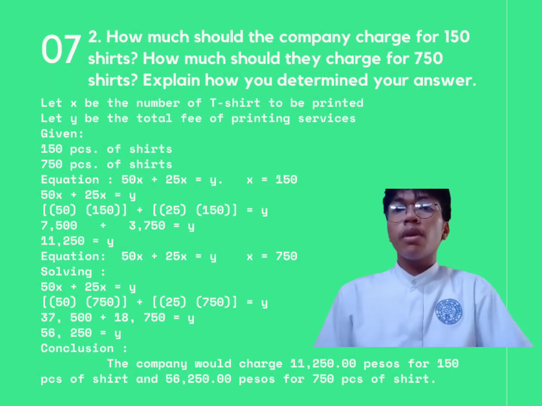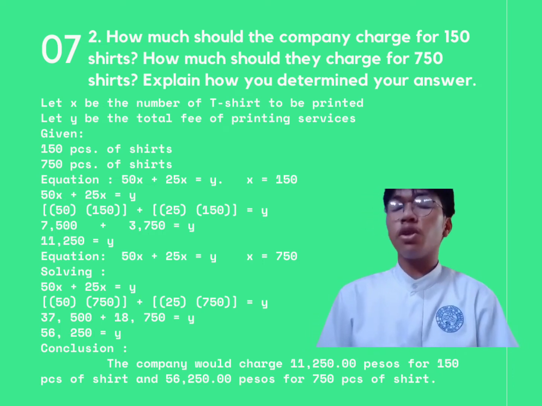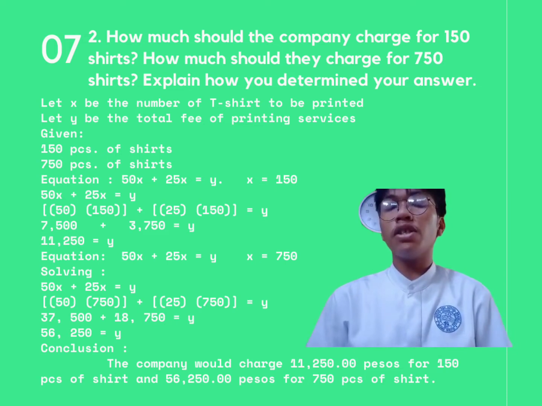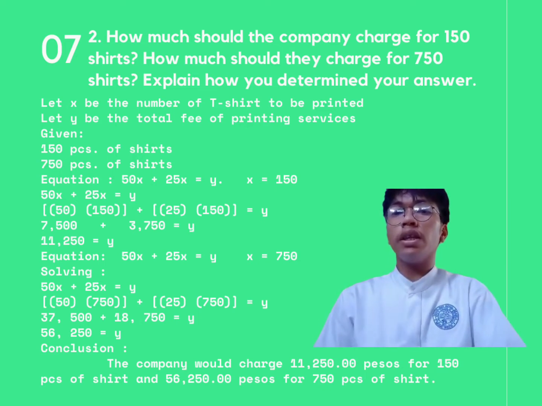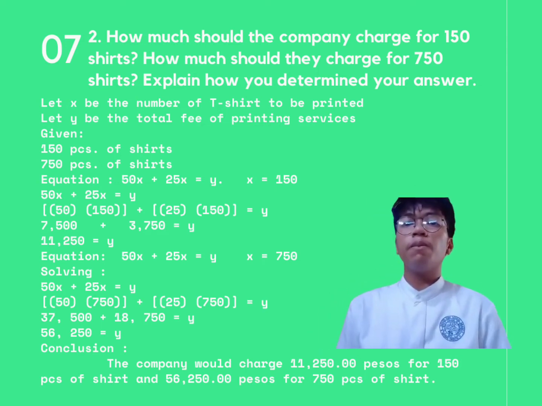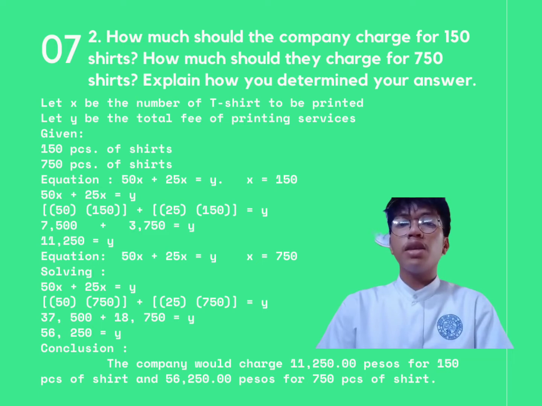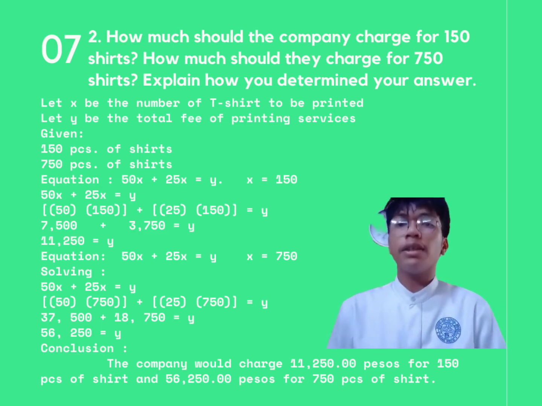Number 2. How much should the company charge for 150 shirts? How much should they charge for 750 shirts? Explain how you determine your answer. Let x be the number of t-shirts to be printed. Let y be the total fee of printing services. Given 150 pieces of shirts and 750 pieces of shirts. Equation: 50x plus 25x is equal to y.